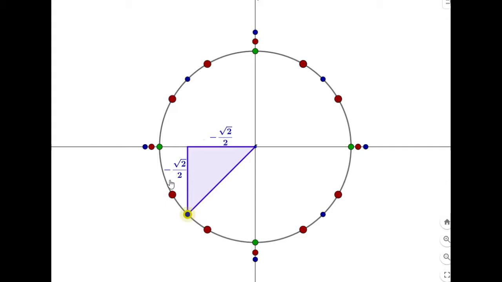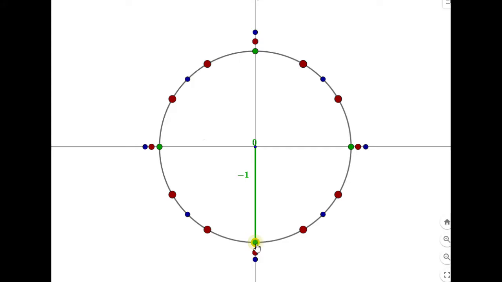The sine value for this angle is going to be negative square root 2 over 2, and the angle here is 5 pi over 4. And then as we continue to make our way to the next angle over here, the coordinate became negative square root 3 over 2, and the angle there was 4 pi over 3. And so now when we ultimately hit the angle 3 pi over 2, the sine value came out exactly negative 1.